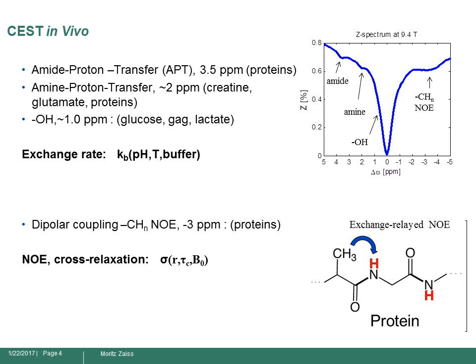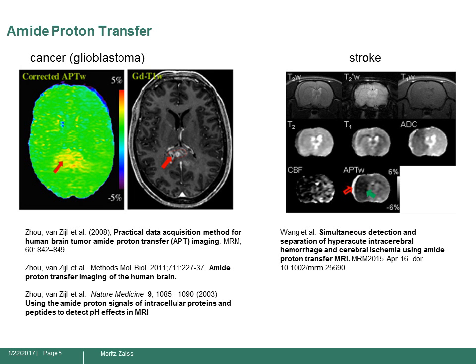For the nuclear Overhauser effect, an important value is sigma, the cross relaxation, and this depends on the distance of the protons, the correlation time, and also B0. It was also shown that this depends on the protein structure. So if the protein changes or aggregates, this can also be seen in this peak. The CEST effect of interest in this paper was amide proton transfer, which was already published some years ago.